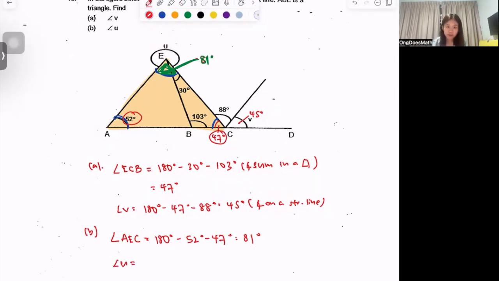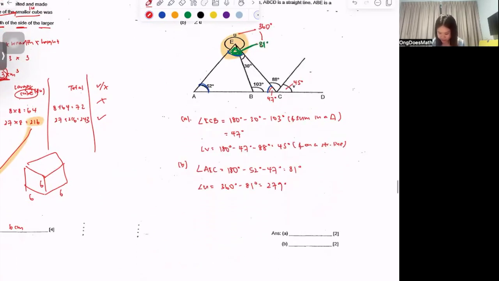How do we find angle U? So we'll focus on this part now. This part over here. We can use the angle at a point, which means that this angle plus this angle should add up to 360 degrees, which means to find angle U, you can just take 360 minus 81 degrees. And that should give you 279 degrees. And we found both our answers. So part A is 45. Part B is 279 degrees.